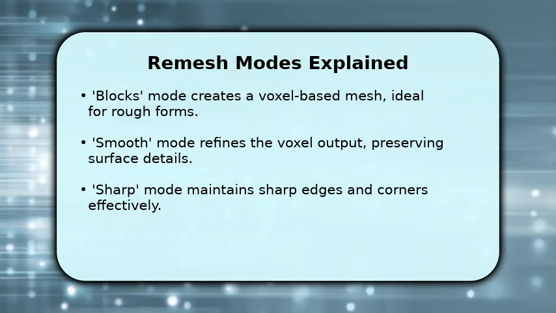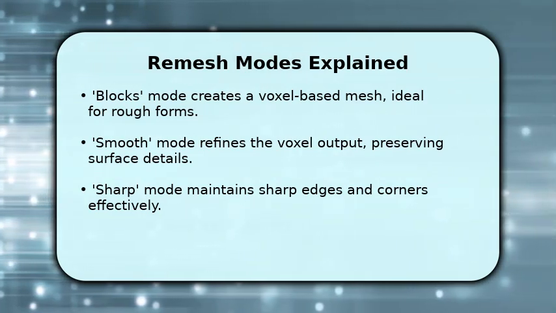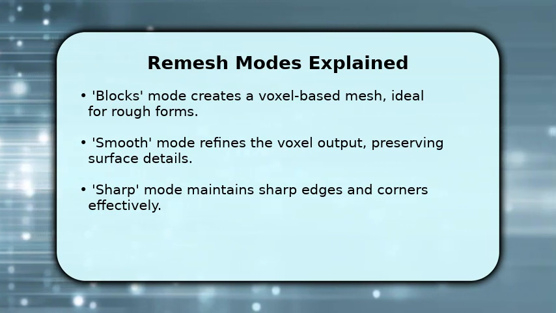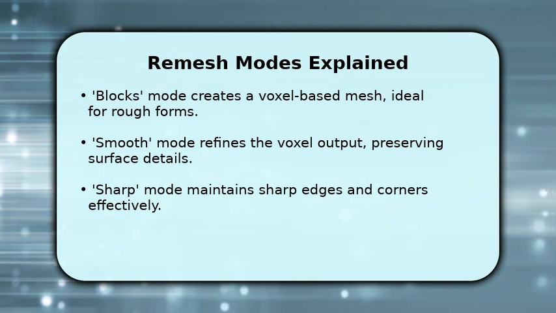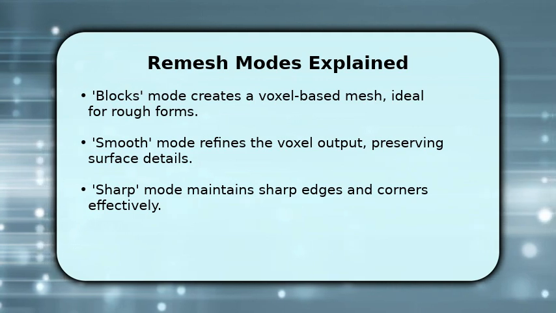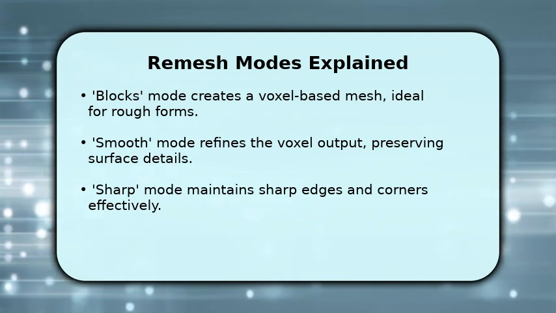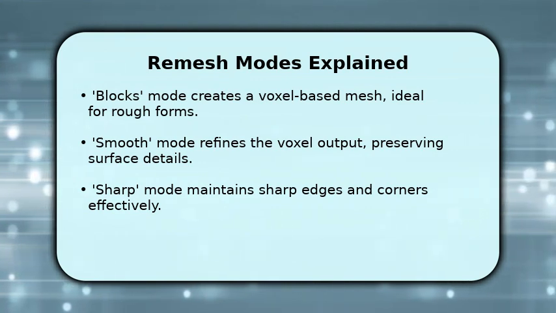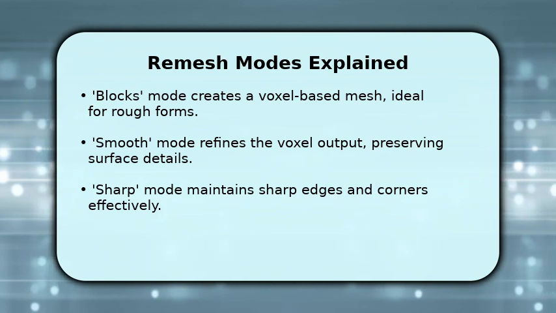Blender's Remesh modifier offers 4 distinct modes to suit your needs. Blocks mode is perfect for initial blocking out, while Smooth refines those blocky shapes. Sharp mode is excellent for preserving hard surface details. For animation-ready topology, Quad mode is your best bet, creating a clean, all-quad mesh that deforms beautifully.